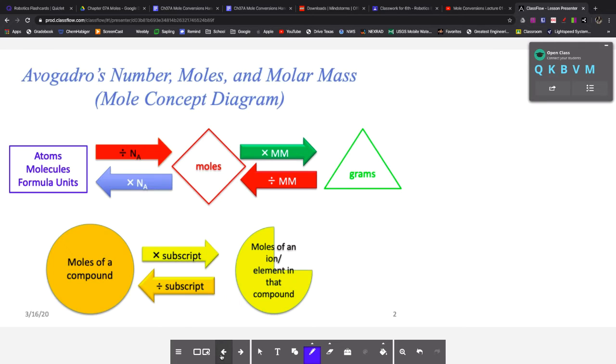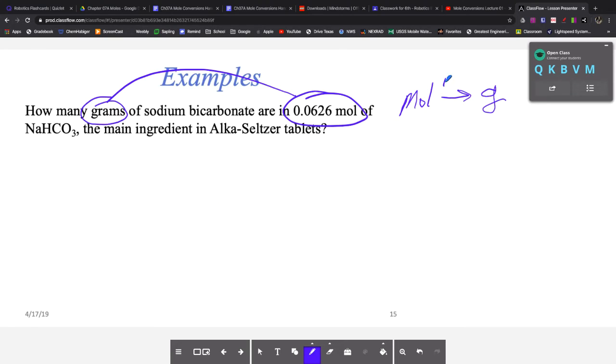So we want to convert moles to grams. And if we go back to our chart, right, we're going from moles to grams. So that means we're going to be multiplying by the molar mass. We're going to use molar mass to do that. So what we're going to do is look up the molar mass for sodium bicarbonate. When we look up the molar mass for sodium bicarbonate, we find that the molar mass is equal to 84.007 grams per mole.